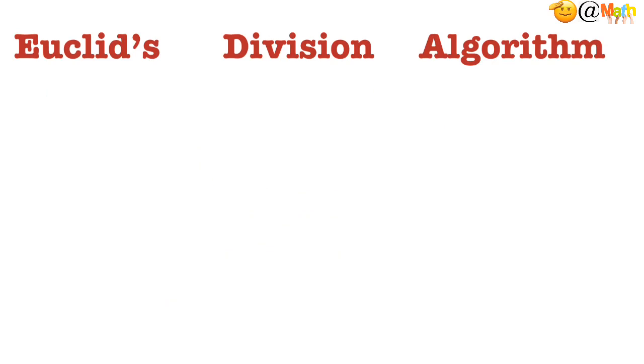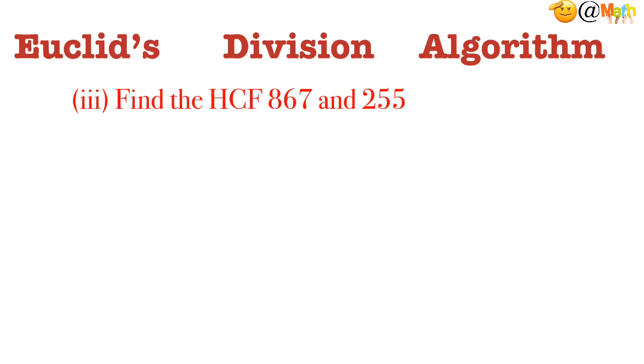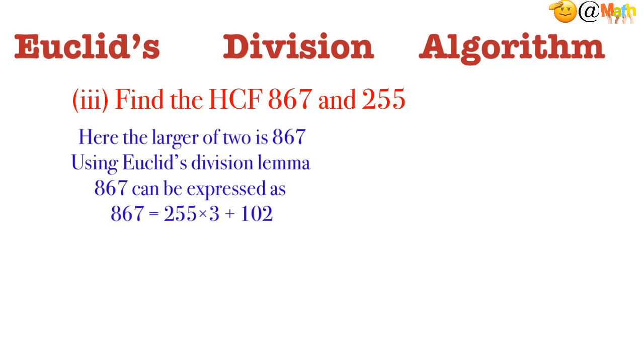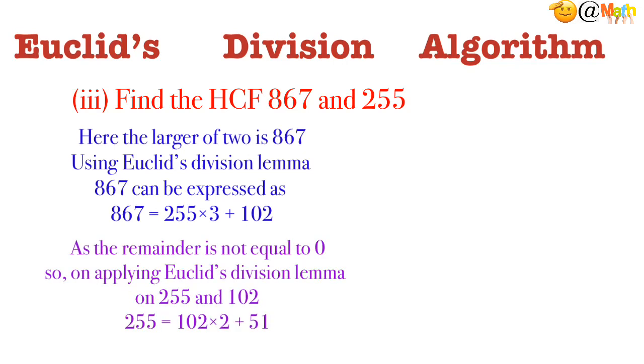Let us take another question: find the HCF of 867 and 255. Here the larger of the two is 867. Using Euclid's division lemma, 867 is equal to 255 multiplied by 3 plus 102. As the remainder is not equal to 0, we will apply Euclid's division lemma on 255 and 102. So 255 can be written as 102 multiplied by 2 plus 51.